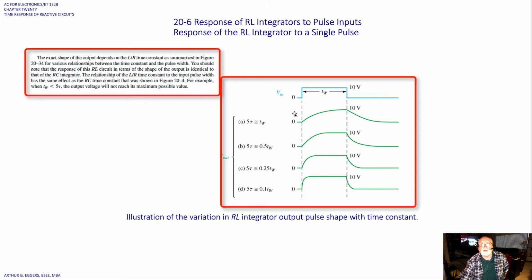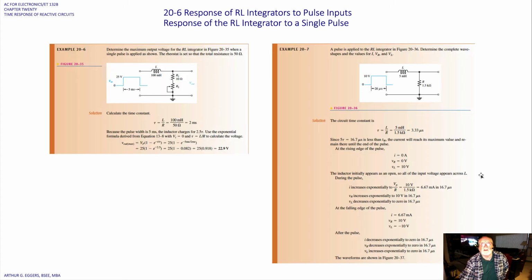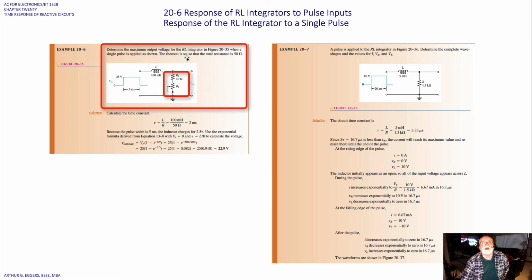Okay, so compare these to the RC integrator. We've got an example now. We want to determine the maximum output voltage for the RL integrator when a single pulse is applied as shown. The rheostat now is set so that the total resistance is 50 ohms. Just like we did with the RC with the rheostat, now we're going to do the RL.